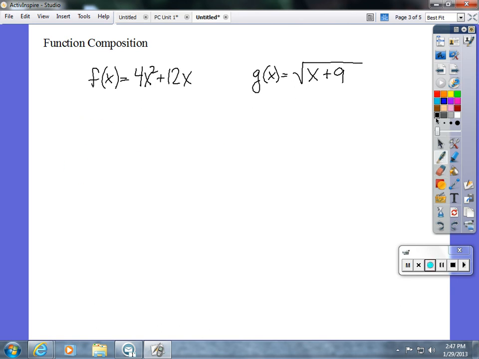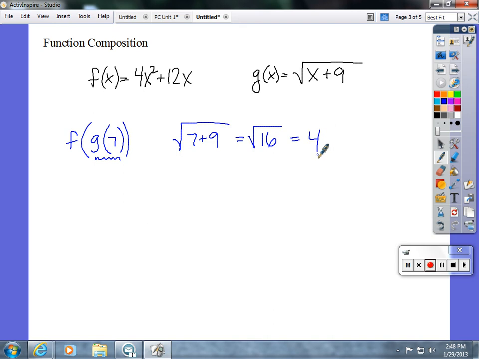Let's say we have f of g of 7. That'll make it easy on us. So first things first, we plug 7 into our g equation, which gives us the square root of 16, which gives us 4. And then we take that answer and plug it into our f equation. So we would have 4 times 4 squared plus 12 times 4.